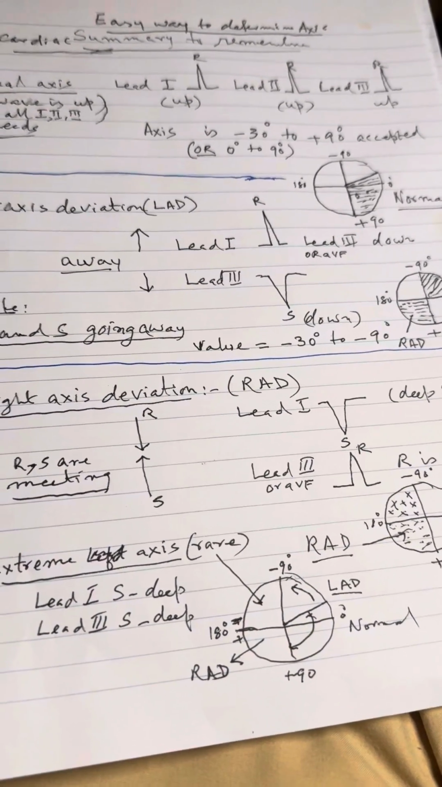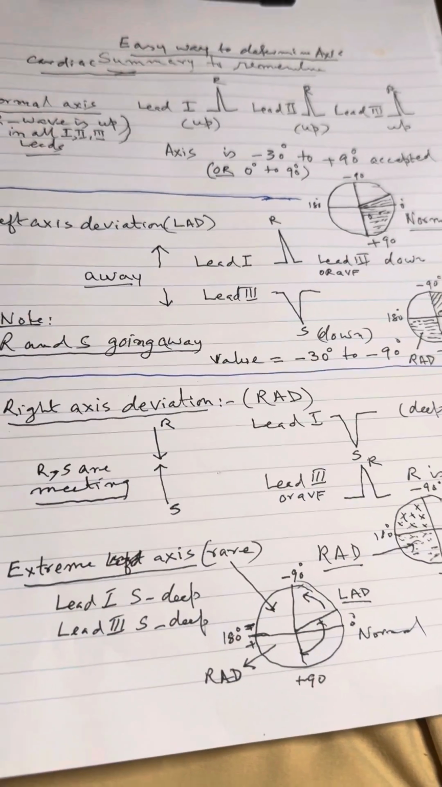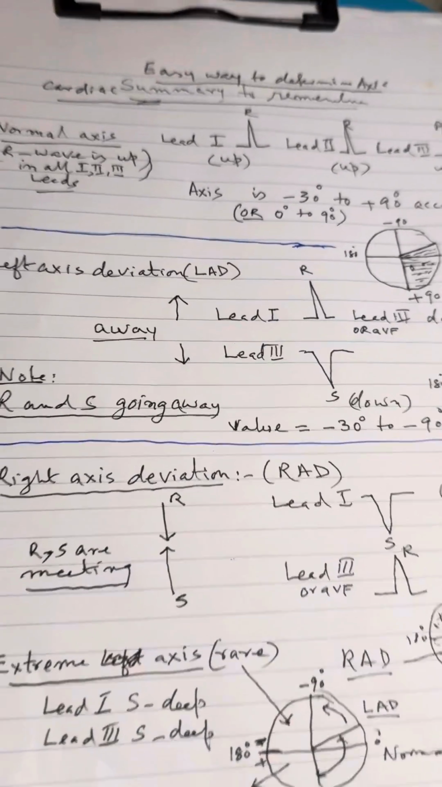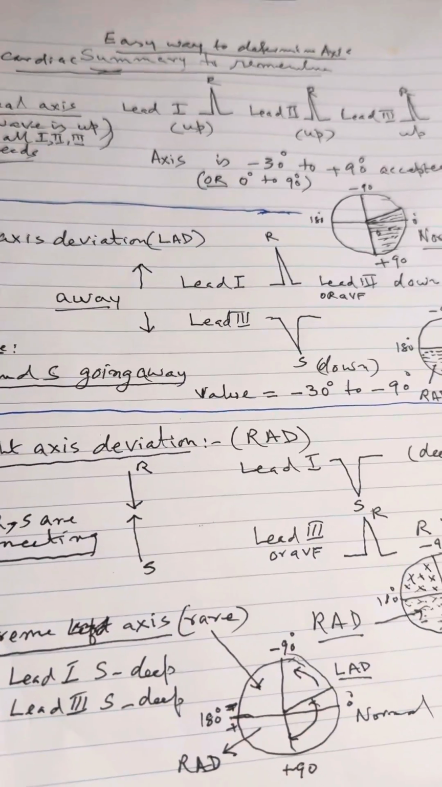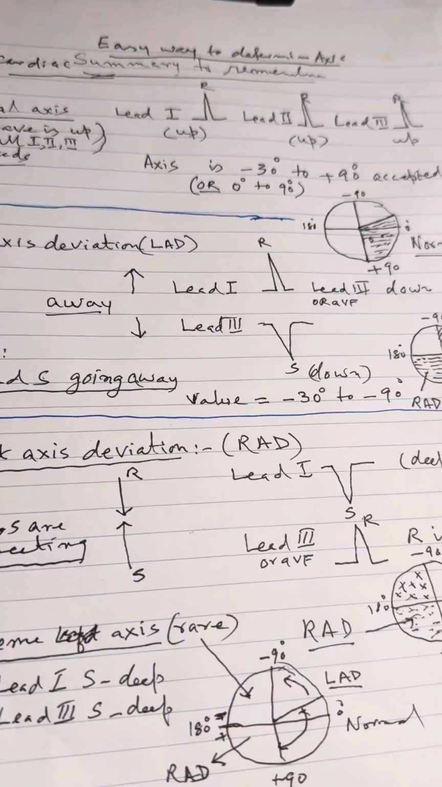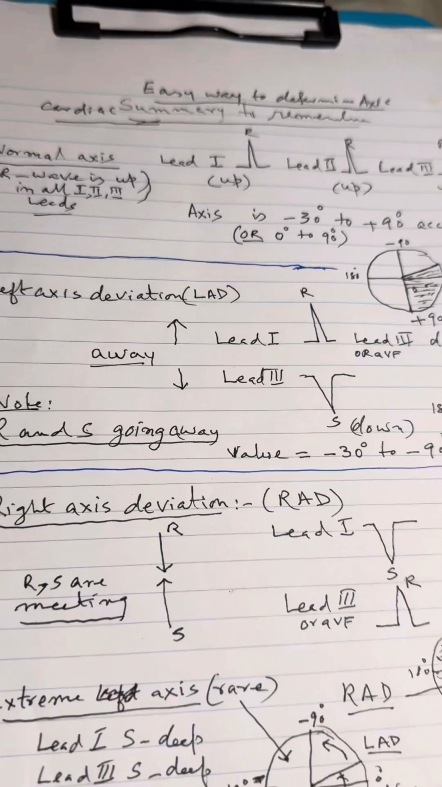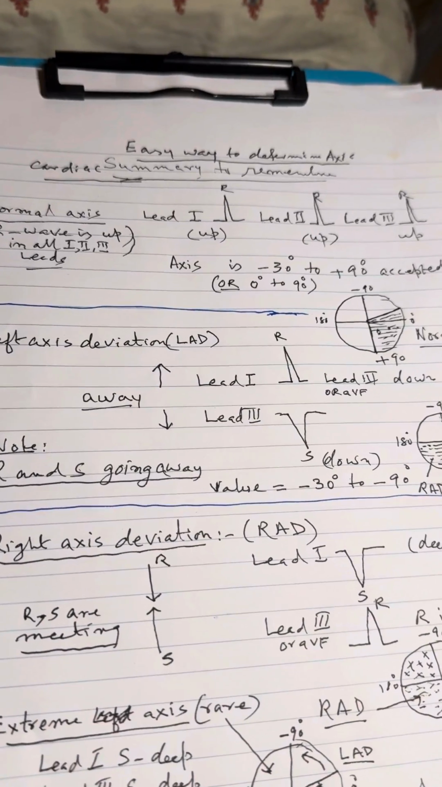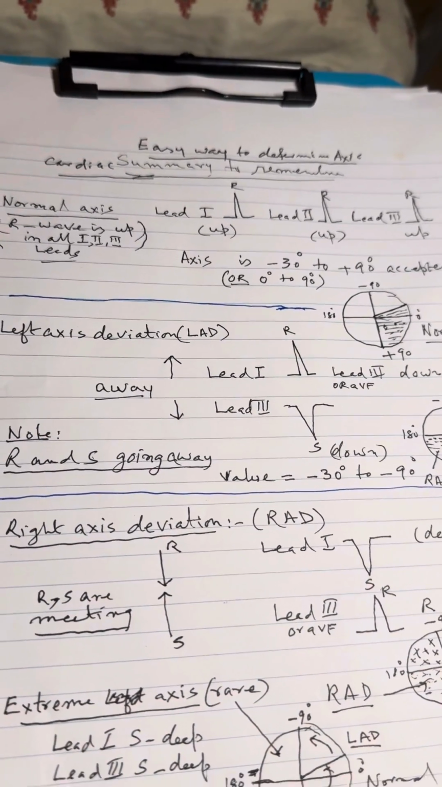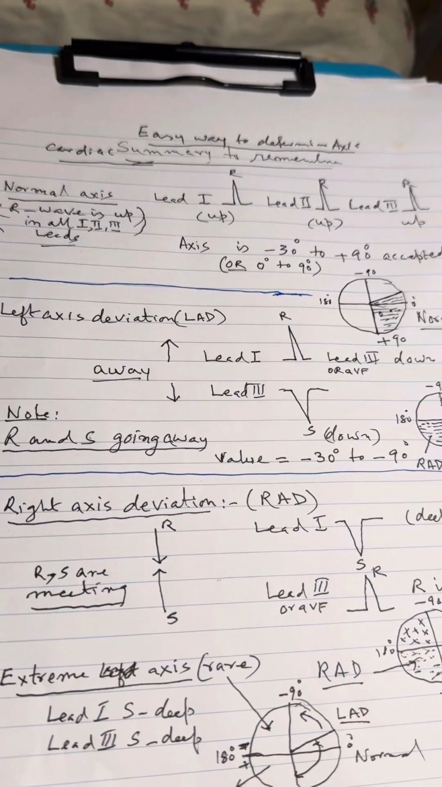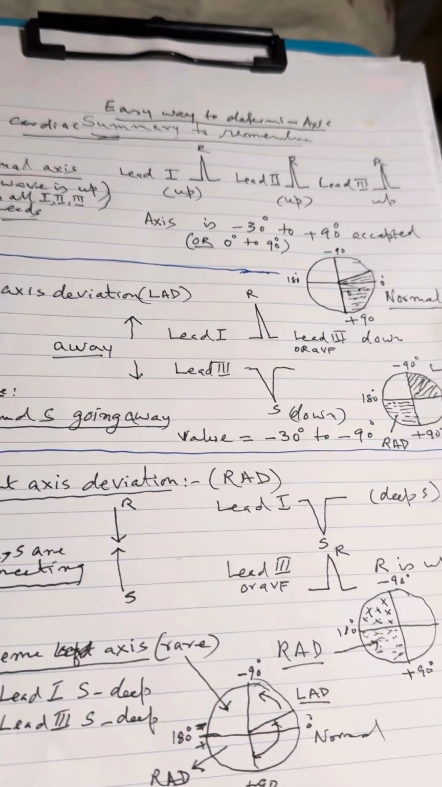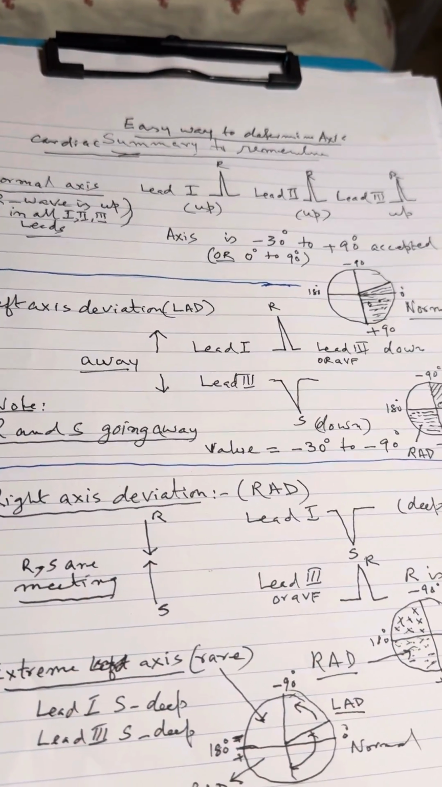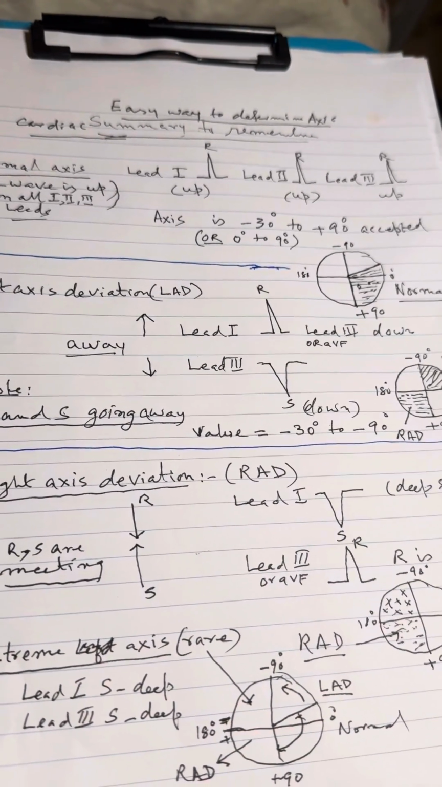Now we discuss an easy way to remember the axis of the heart. While you are looking at the ECG, you don't have time to do all the calculations. So if you remember the following, you will be able to tell what the axis is at that position. Now, I told you axis is actually electrical activity measured in the frontal plane, that is in lead 1, lead 2, lead 3, AVR, AVL, AVF.